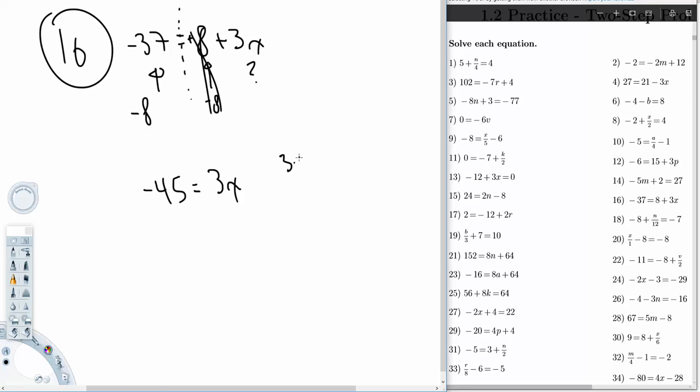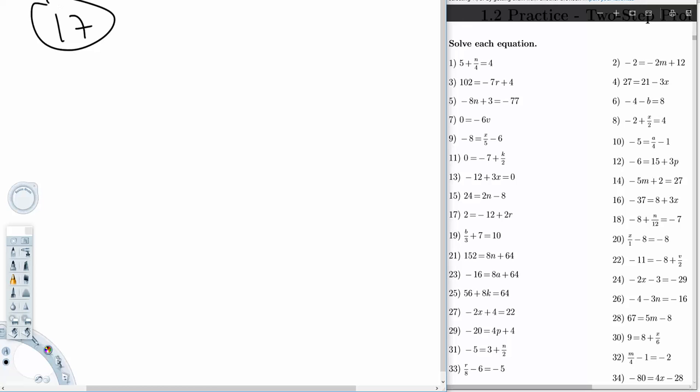3x is really 3 times x. And how do we get rid of that 3? We divide by 3. So we divide here by 3. We divide here by 3. Minus 45 divided by 3. If you don't know, take your calculator out. It's minus 15. Equals 3 divided by 3 equals 1. 1 times x equals x. X equals negative 15.